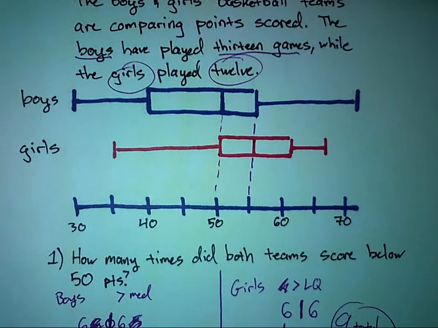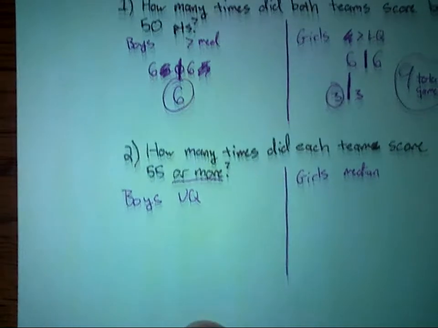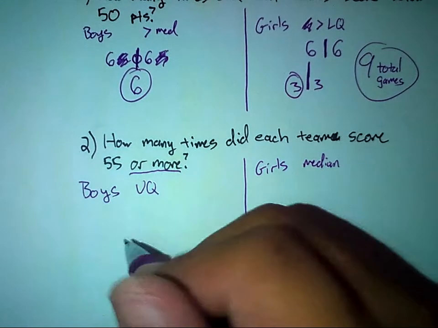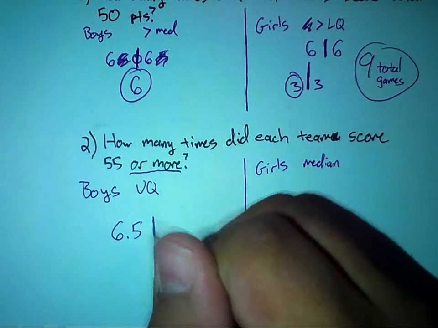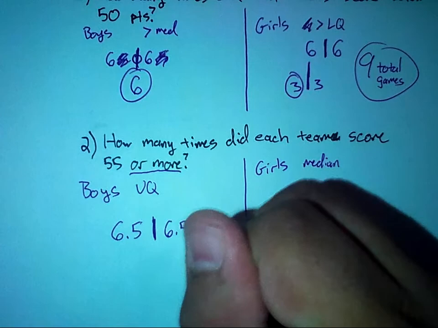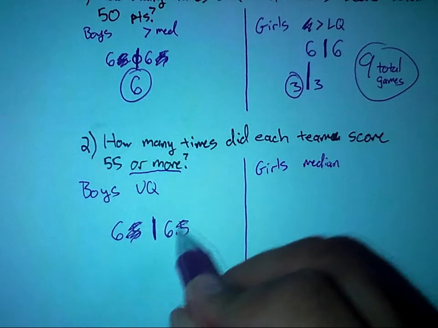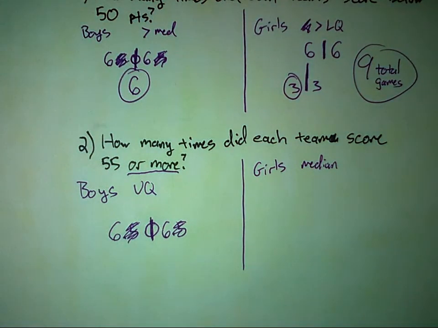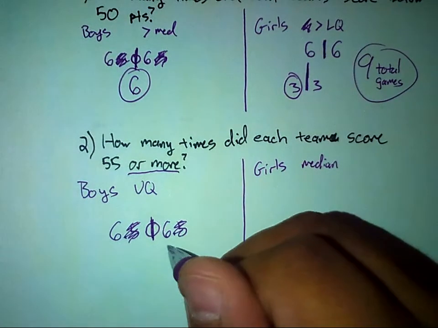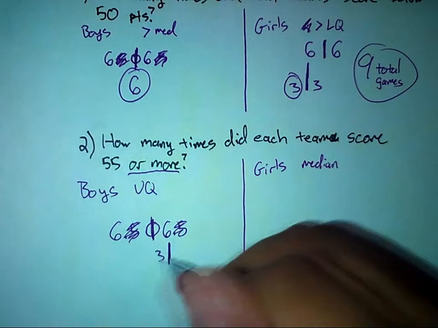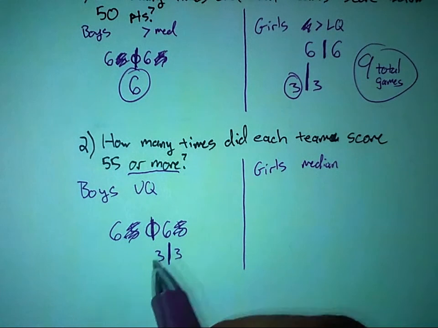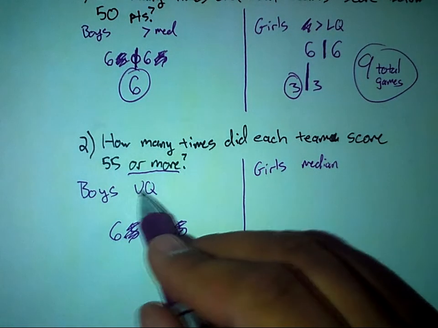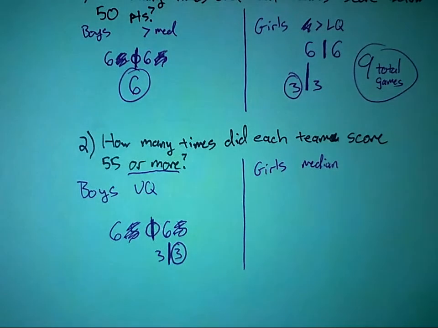Okay, so we're going to do the same thing we did before. The boys played 13 games and the girls played 12. So for the boys, it's going to be 6.5, the median, and 6.5. But like I said, you can't have half a game, which means the median is a data point. 6 plus 1 is 7 plus 6 is 13, so that still gives us the 13 games the boys played. Now, we want the upper quartile or more. So we're going to take this 6 and split it up to 3 and 3. Since it's balanced on both sides, we don't have to worry about the median. We want the upper quartile and bigger, which would be 3. So the boys had 3 games where they scored 55 or more.